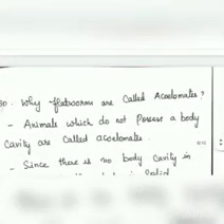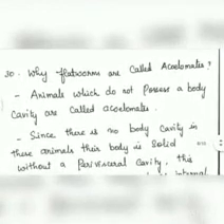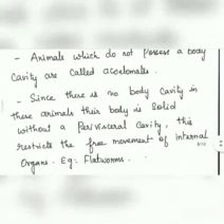Question number 30. Why are flatworms acoelomates? Animals which do not possess a body cavity are called acoelomates. They do not have a body cavity. Since there is no body cavity in this animal, the body is solid without a perivisceral cavity. So the body is very strong, it is solid. This restricts the free movement of internal organs. The internal organs cannot move freely. So they are called acoelomates, flatworms.